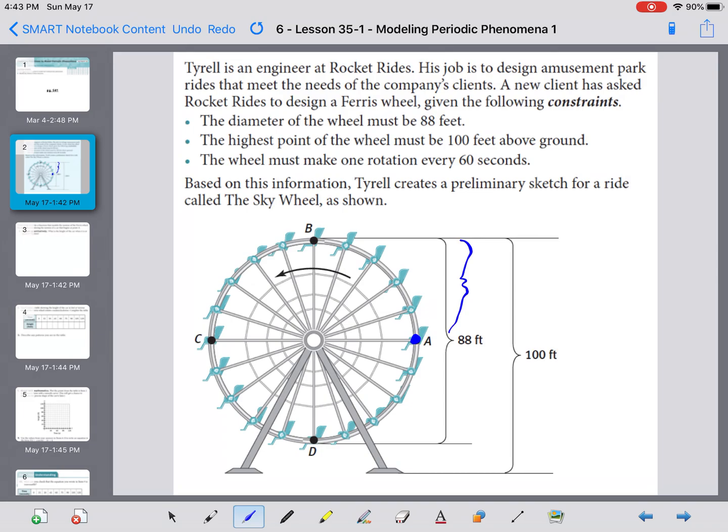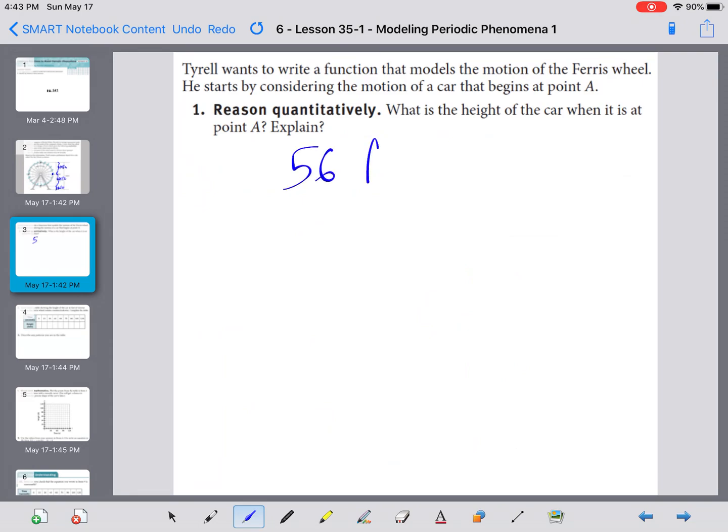Well, if we know the diameter is 88 feet, then we know that this distance here is 44 feet, and this distance here is also 44 feet. Those are both radii, right? The distance from the center to the edge right there is 44 feet. We also know that if the total height of the Ferris wheel is 100 feet and the diameter is only 88 feet, that leaves this little space right here as 12 feet. So if I'm starting with person A, at point A, the height of that is the 44 feet plus the 12 feet, which gives us 56 feet.